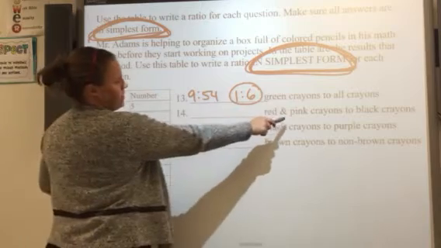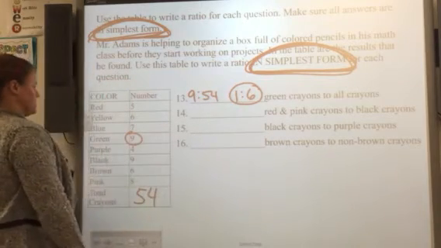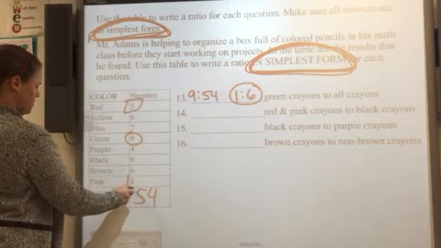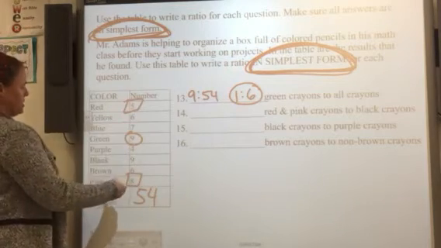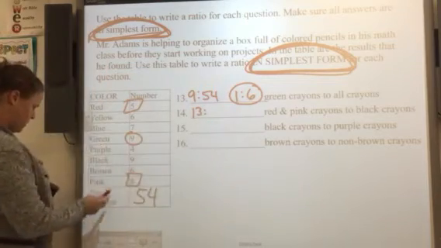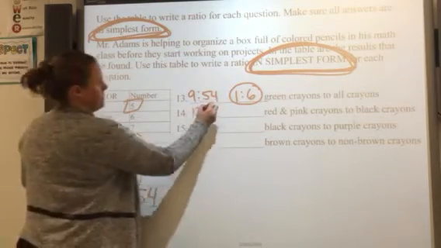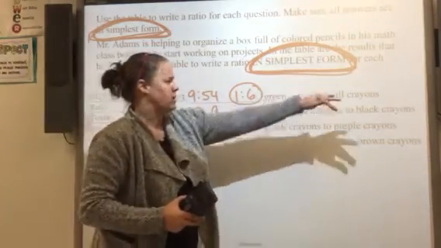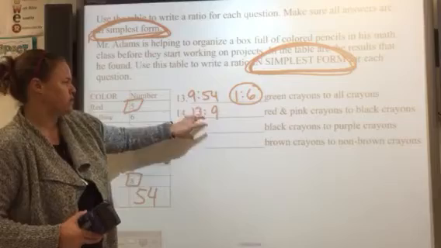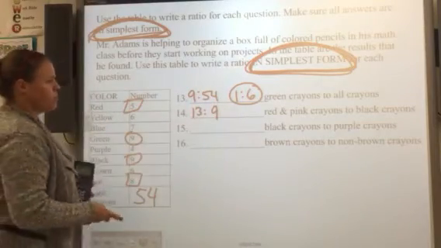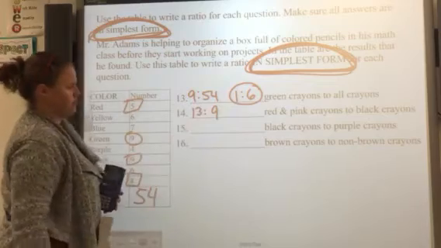The next one is red and pink crayons compared to black crayons. So red and pink is 13 crayons compared to black. The black is 9. And make sure, it's very important, you're putting the colors in the right order. So if it said red and pink, it goes first. It has to go first in my answer as well. So 13 to 9. And there's no factors in common for that one.